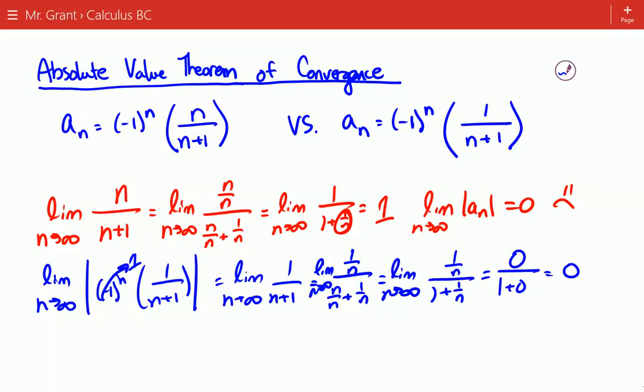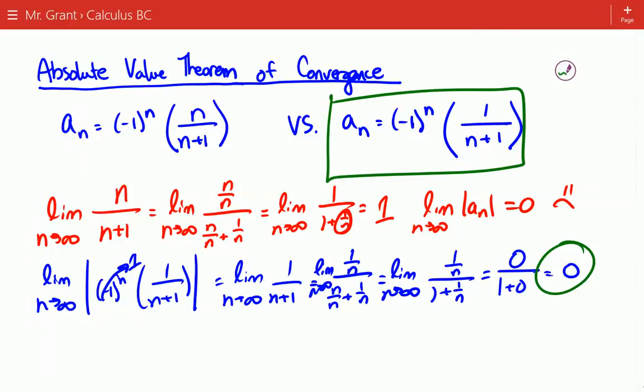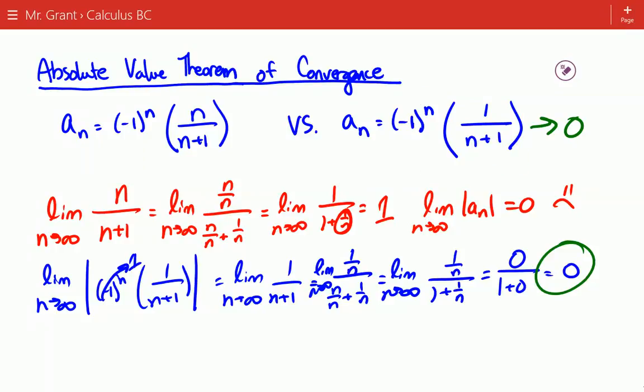Therefore, because this absolute value converged to 0, then we can say that this sequence also converges to 0. So it's pretty powerful. If it converges to 0, it tells us that this alternating sequence, this negative then positive then negative then positive, also converges to 0. If it doesn't converge to 0, it tells us nothing.